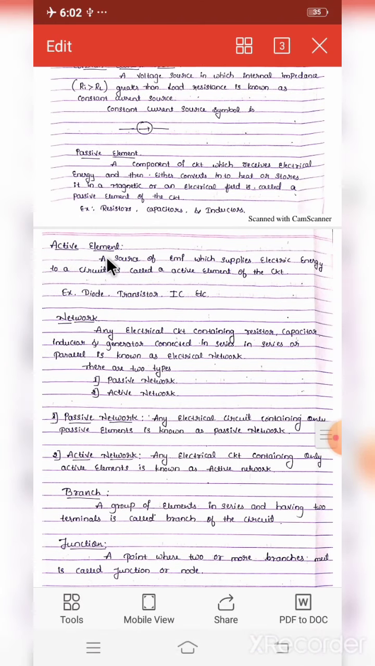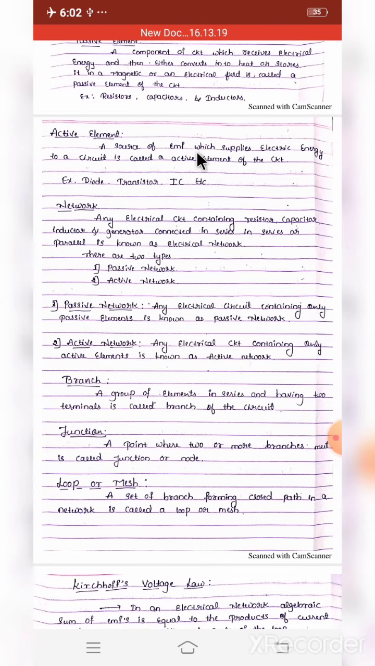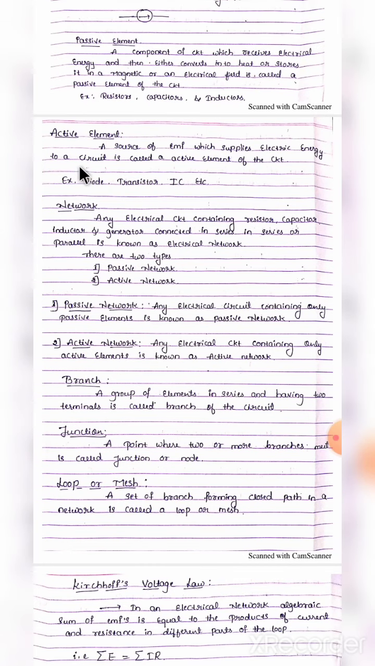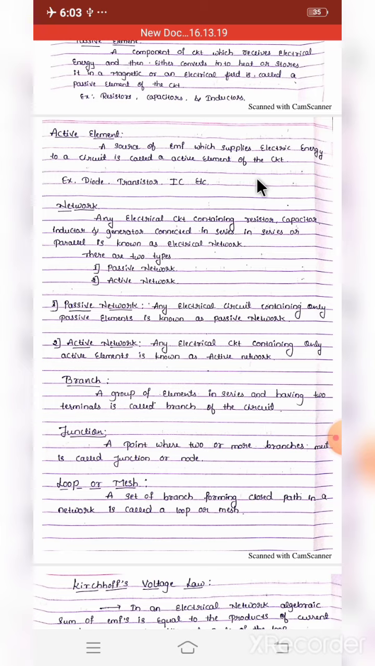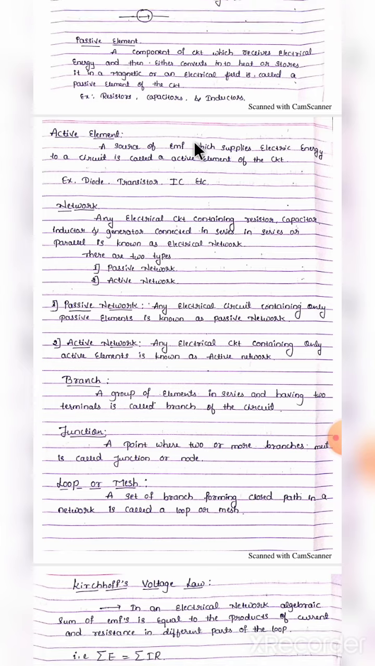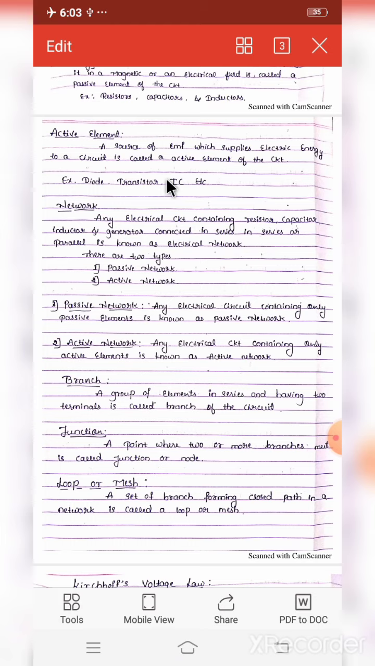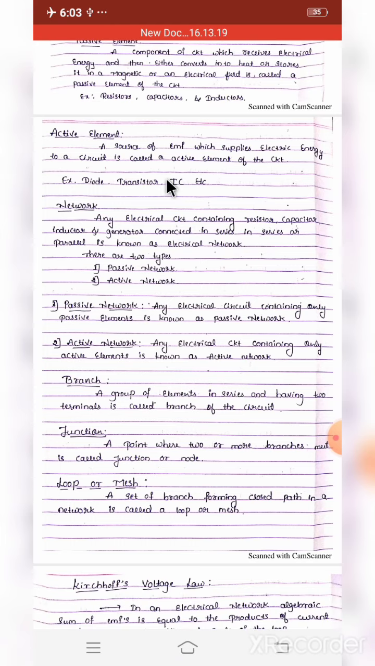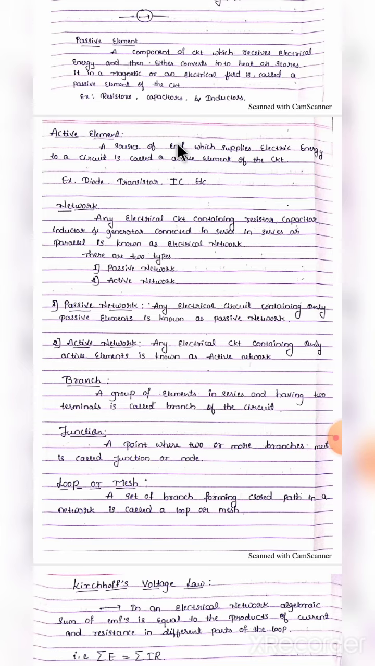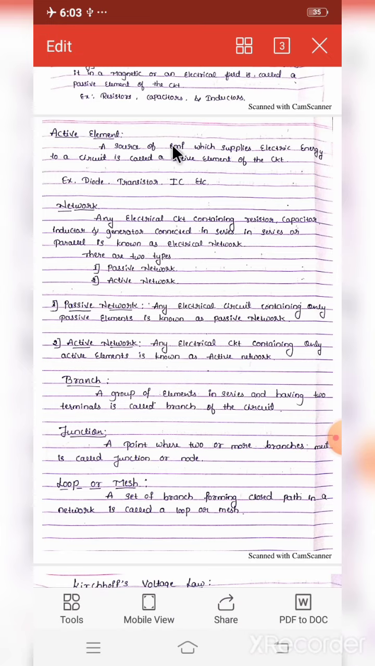active element. So what do you mean by the active element? A source of EMF which supplies electrical energy to a circuit is called an active element of the circuit. EMF means electromotive force. So what do you mean by electromotive force? Electromotive force is the energy per unit electric charge that is imparted by an energy source such as an electric generator or a battery. This is known as the EMF, which supplies electric energy to a circuit.